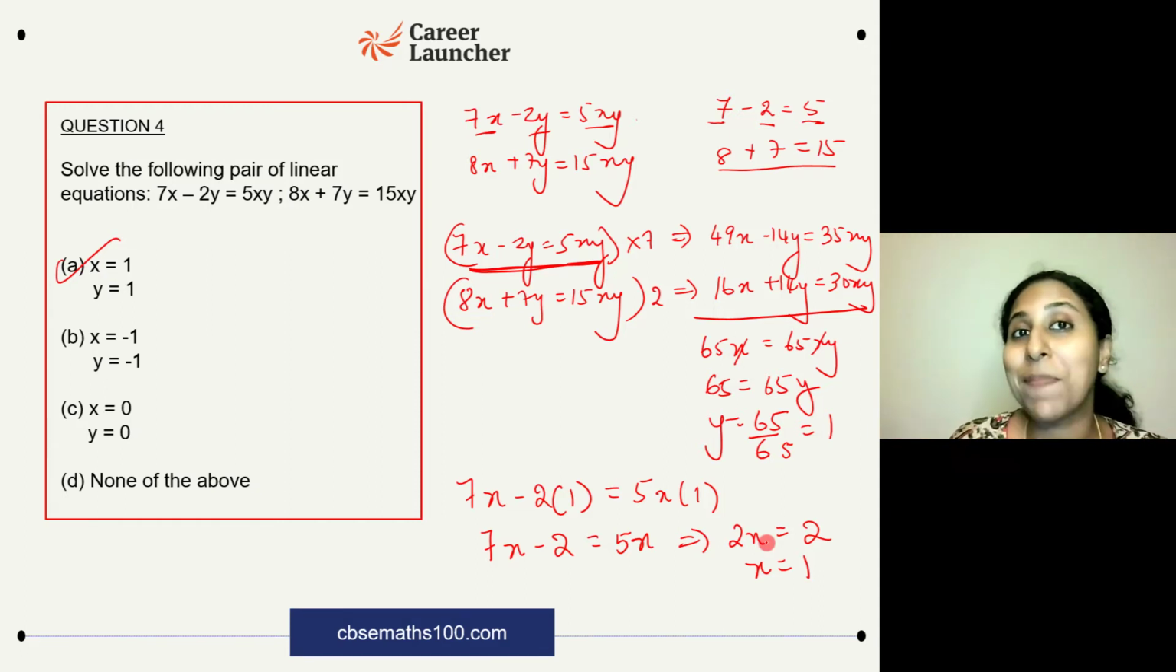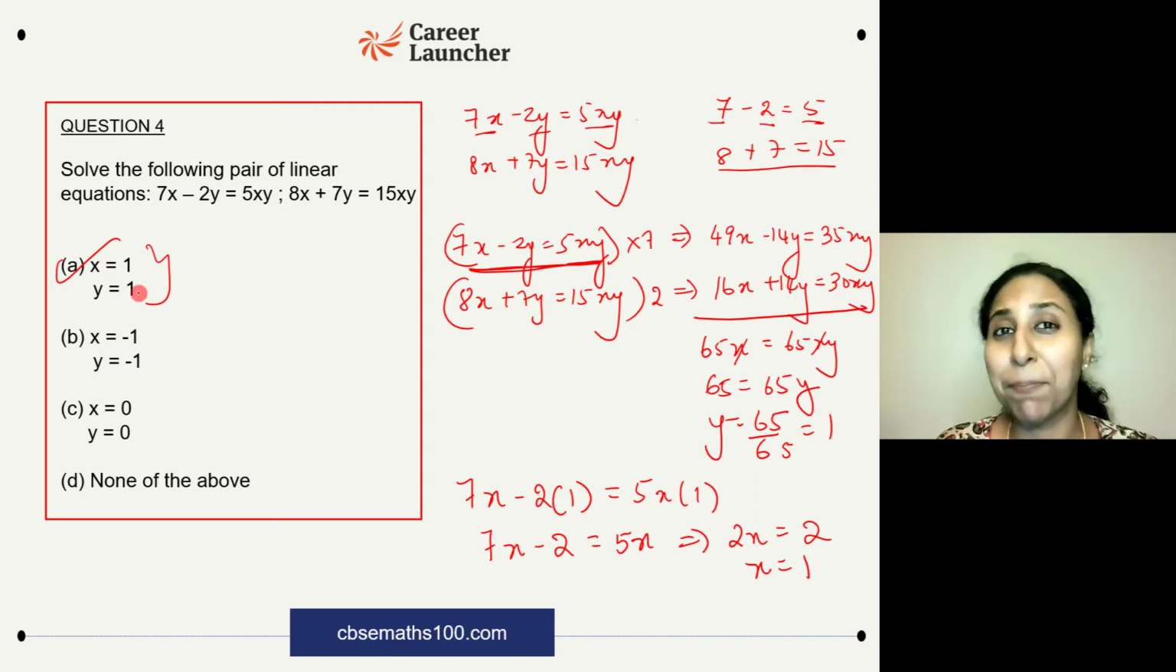But please remember what I mentioned initially. Look at the answer choices. Here the answer choices are such that the values are very easy to substitute into the question directly and check. So the moment you identify that this option is satisfying, that should be the answer. That would be the simpler method for this particular question.